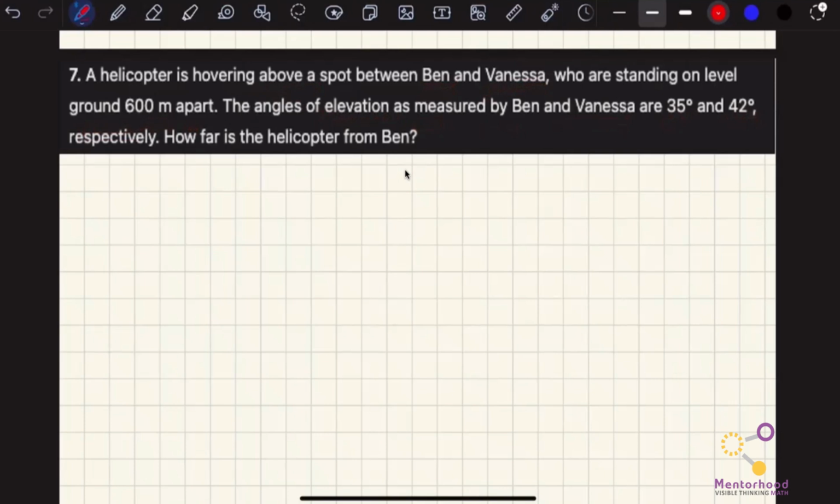Okay, so first of all, we know there are two people here, right? We have Ben and Vanessa. So I'm going to draw Ben here. All right, this will be Ben. And this will be Vanessa then. Okay? And there is a helicopter.